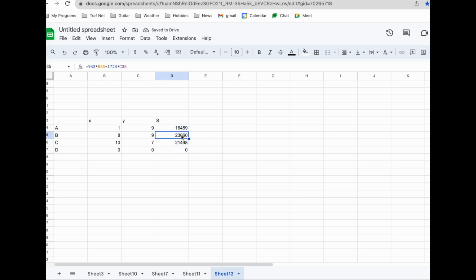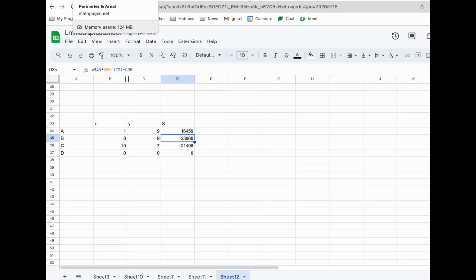We can see the maximum is at 8, 9. We get $23,060. At point C, we would only have $21,498. At point A, we would have only $16,459. And at point D, we would have no dollars. If we made no canoes, no kayaks, we would have $0. The maximum is here. This is your maximum.